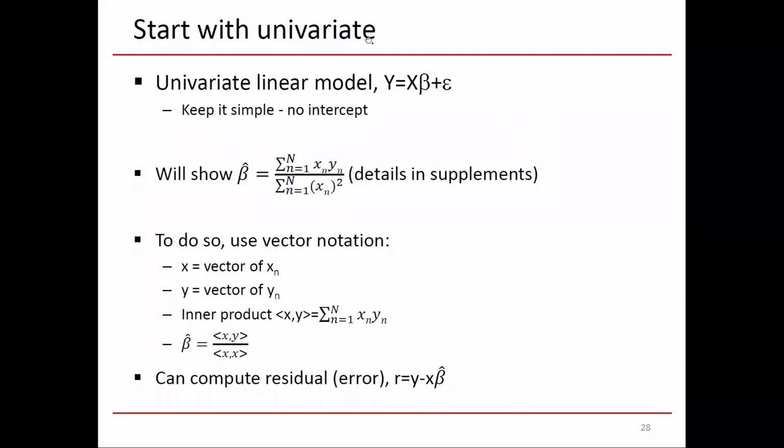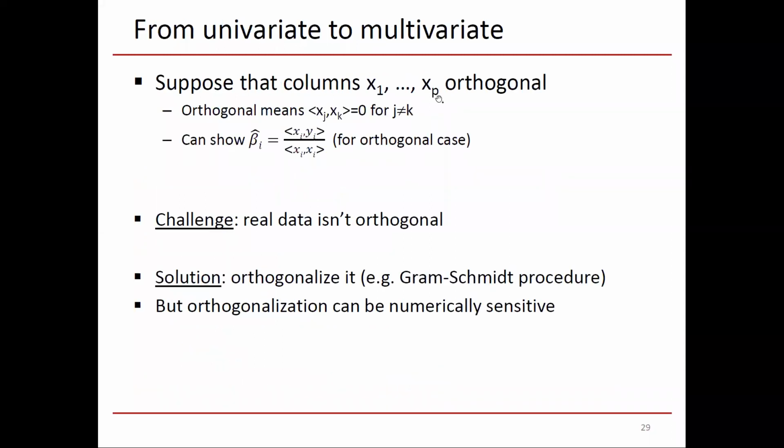What about multivariate? Suppose that the columns are orthogonal. So in the univariate case, we had a single column. Now we have p columns, and if they're orthogonal, then for every 2 columns whose indices are j and k, orthogonal would mean that the inner product between xj and xk is 0. And we can show that if the inner products between every pair of columns is 0, then beta hat i is an inner product between x and y divided by an inner product between xi and itself.